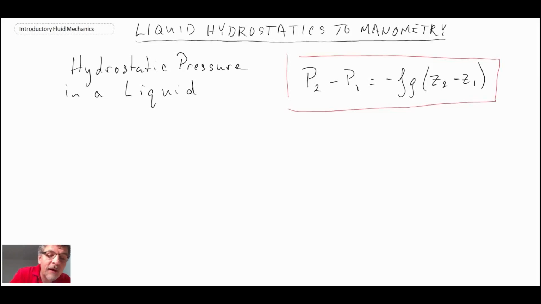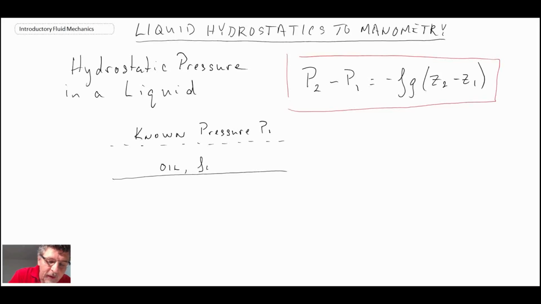So let's assume that we have a liquid surface to begin with, and that at the top is some known pressure, P1. Underneath we'll have a layer of, let's say, oil. The density of oil, I will put rho with the subscript O. The upper surface is Z equal to Z1. This is Z2, and the vertical axis here is Z going up in that direction.